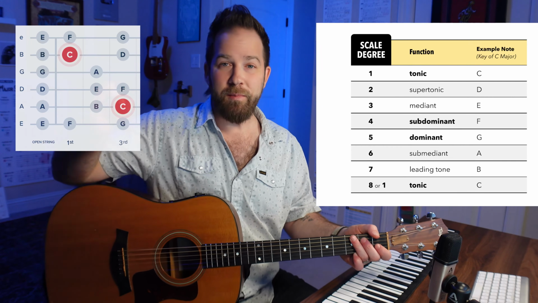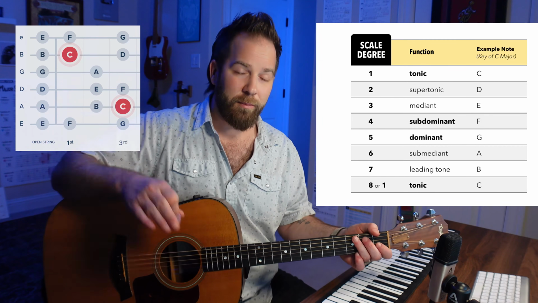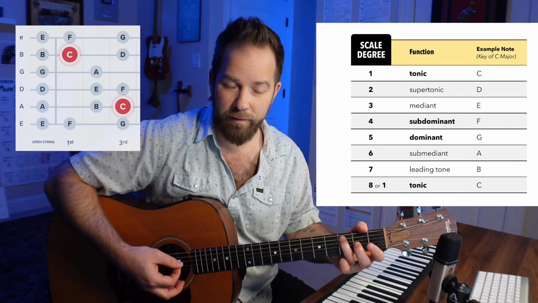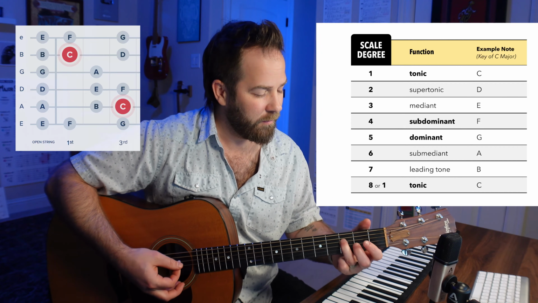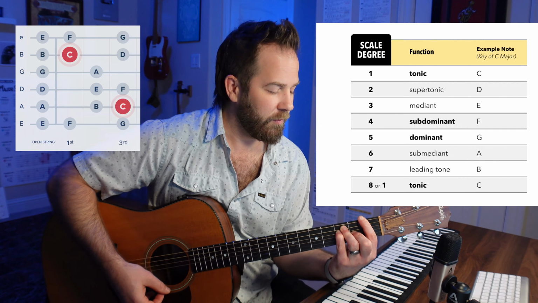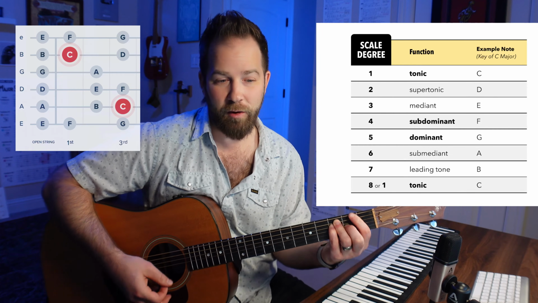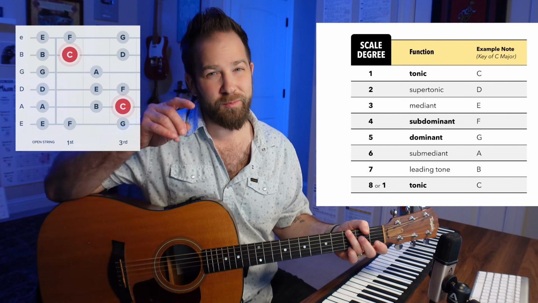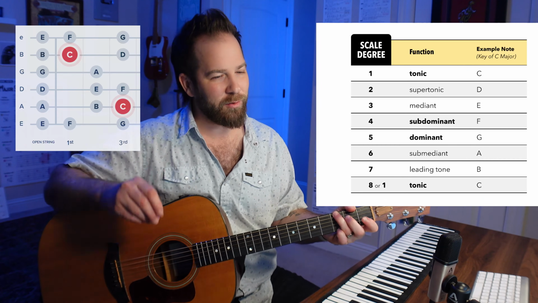Now, subdominant means below, right? So what's right below dominant? That's the 4, right? So our 4 chord is based on that note. But the tonic, the subdominant, and the dominant, with any of these terms, these are the 3 worth remembering. The others I don't think are that important.